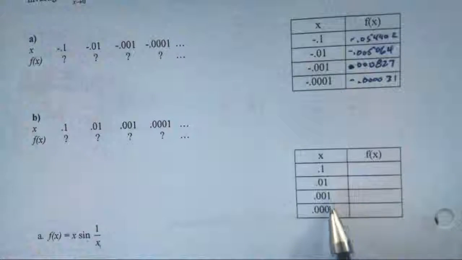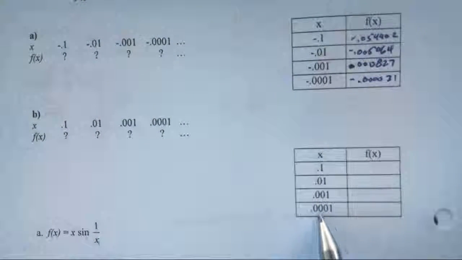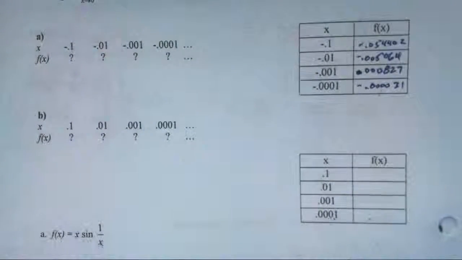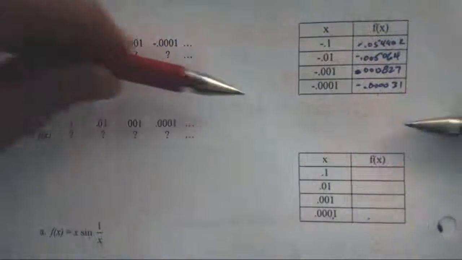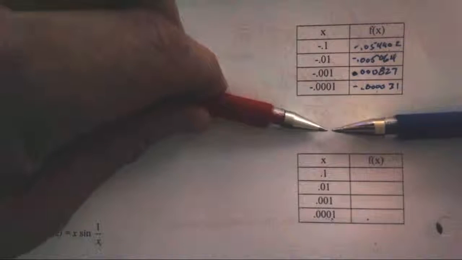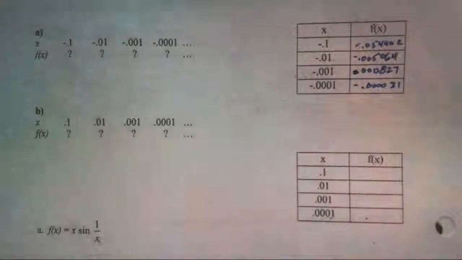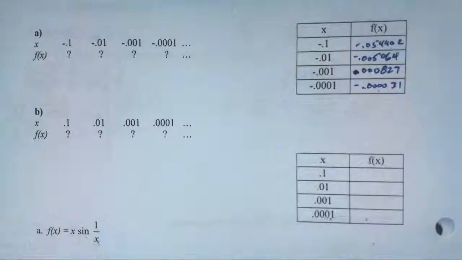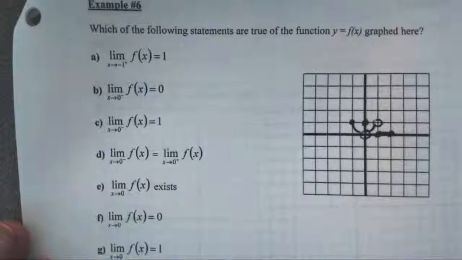Because after we do the 0.1 to 0.001s, I suspect our 0.0001 positive here is going to get closer to zero as well. And we're just seeing those fingers come in. They look like they're going to come in and touch. And zero seems like a reasonable spot for them to touch. Is that all right? Okay. I'll leave the rest of that table for you.